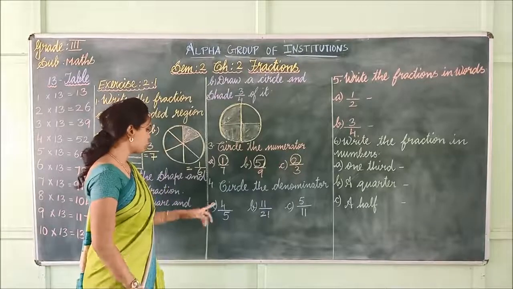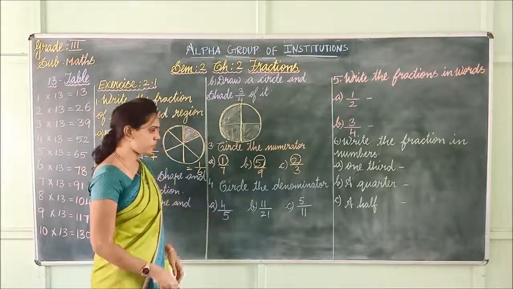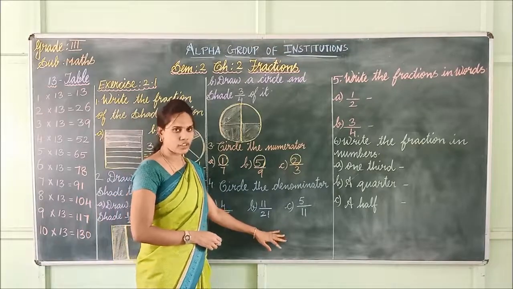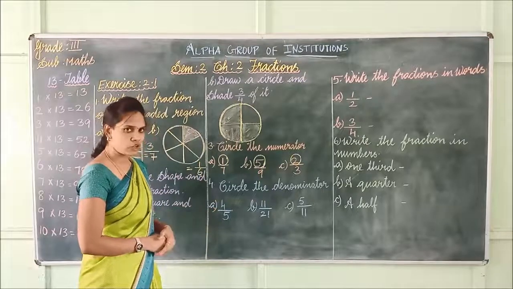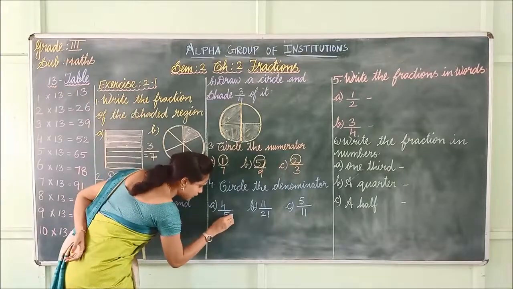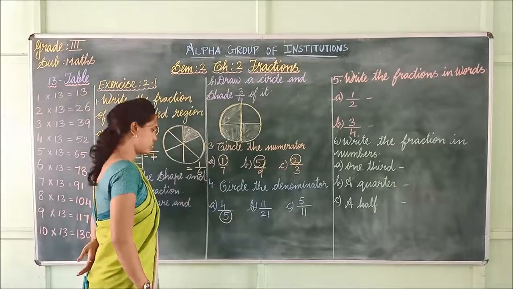Okay, next one. Circle the denominator. Now tell me which number is the denominator here? Yes, the number which is on the bottom is the denominator. Okay, see the first problem, 4 by 5. Now tell me which number is the denominator here? Yes, very good. 5 is the denominator. So circle 5.